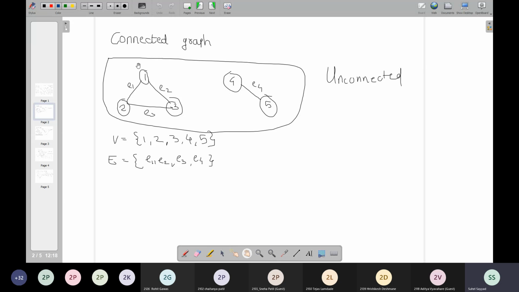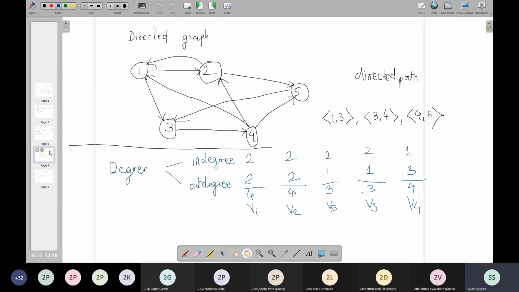said that graph is V comma E. So I can have a graph like V as 1, 2, 3, 4, 5 and edges as e1, e2, e3, e4, wherein this graph would be treated as an unconnected graph, right? Then we have seen degree of graph.